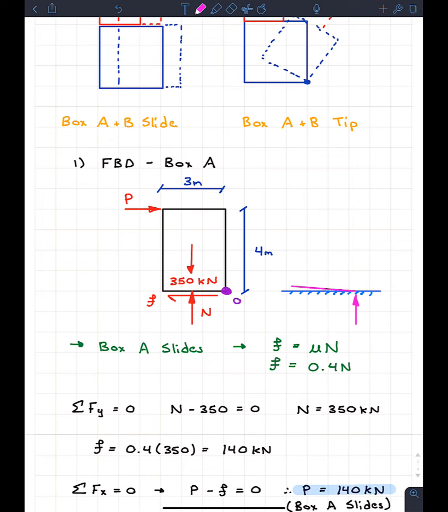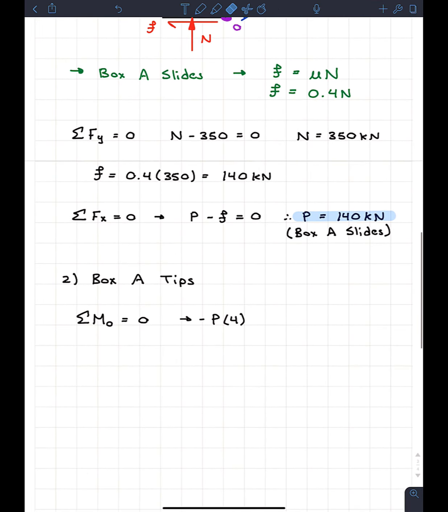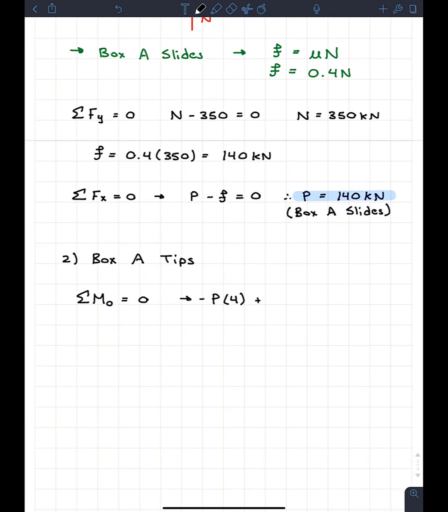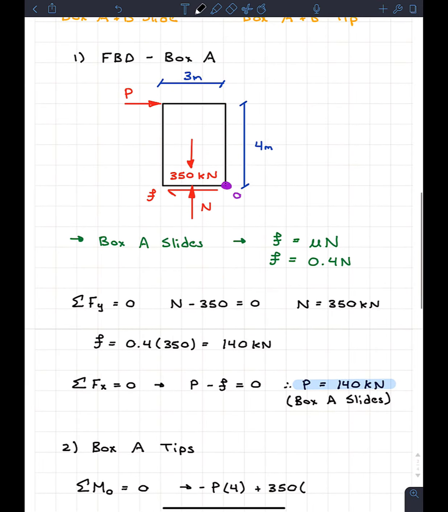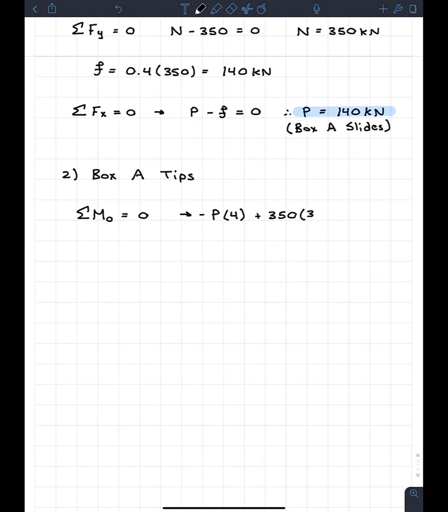And we're taking the moments about that end point, so it's not going to create a moment. The friction will also not create a moment, because it will also shift to the end. So the only other thing that's going to create a moment in here is going to be the weight. We see that the weight creates a counterclockwise moment, so it's going to be plus, and the weight's 350, and the distance between that point and the weight is just going to be the 3 meters divided by 2. We're going to have 3 meters divided by 2, and this is all equal to 0.